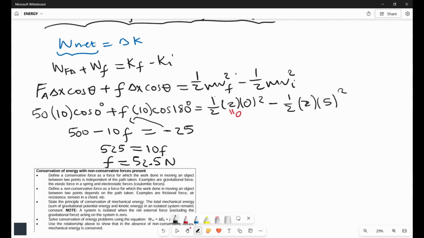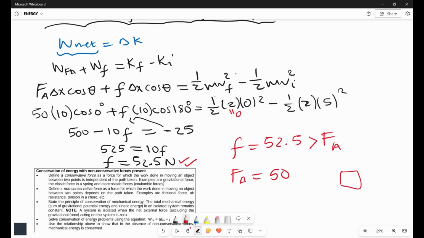Now, this answer is very reasonable. Why? Because our friction we calculated as 52.5, and our applied force is 50. So this friction force is greater than our applied force. Hence our object at the end of the day ended up being at rest. But if our applied force was greater than our friction, our object was going to move until someone intervened and stopped it.